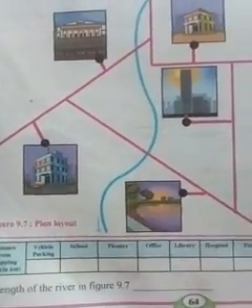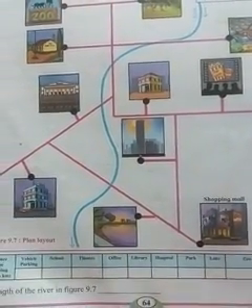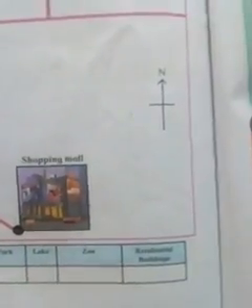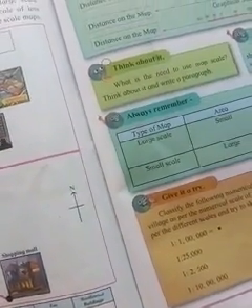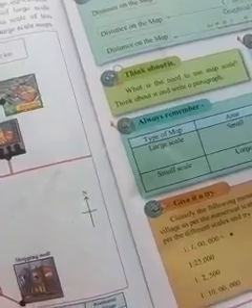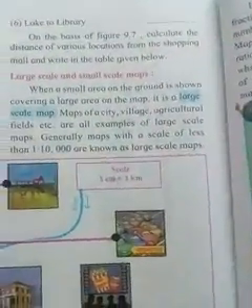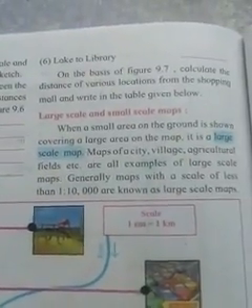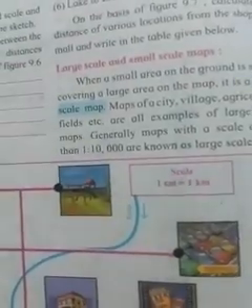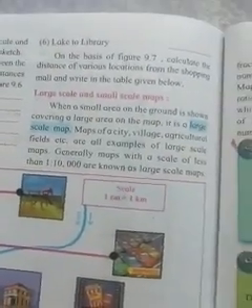The river, then vehicle parking, then school, then theater, office, then library, hospital, park, lake, zoo, and lastly the residential building. Here, given the lake to library, that means lake to health center and library.